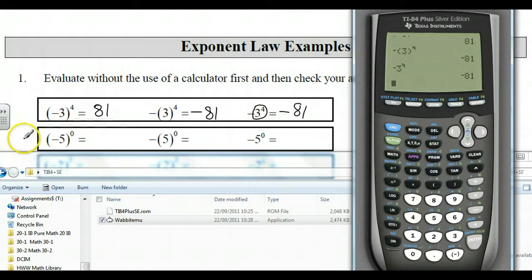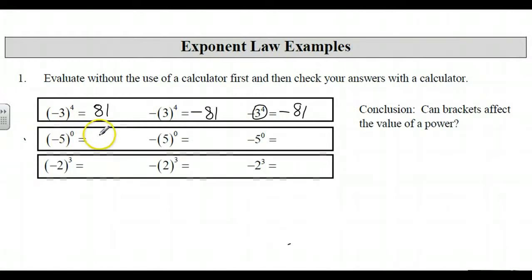Now remember, zero exponent, let's get rid of that. So a zero exponent is 1, so we have negative 5 to the 0. Anything to the 0 is 1. This is the negative of 5 to the 0, so this will be negative 1, and this is also, these two really are the same, right? Whether there's brackets or not, you're still going to do the exponent first, so negative 1. Negative 2 cubed is negative 2 times negative 2 times negative 2, so that is negative 8. The negative of 2 cubed is negative 8, and negative 2 cubed is negative 8.